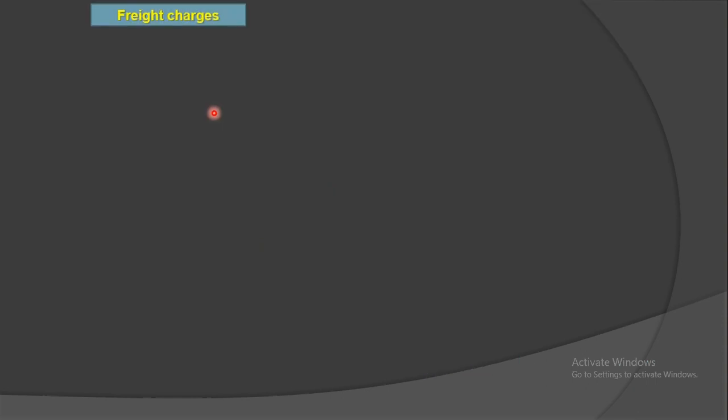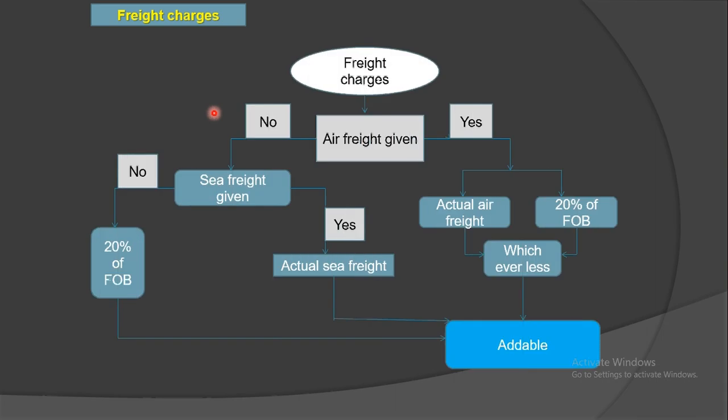The other point is freight charges. So freight charges we will divide into two parts. First is sea freight and another is air freight. Okay, so if air freight is given in the question, we will check one condition, that air freight should not be more than 20% of FOB value. What I mean is, actual freight and 20% of FOB, whichever is less, is our freight charge. For air freight only.